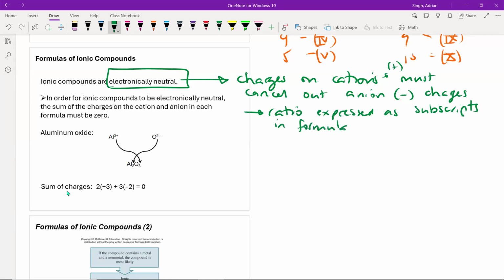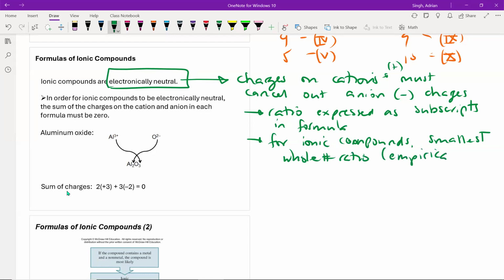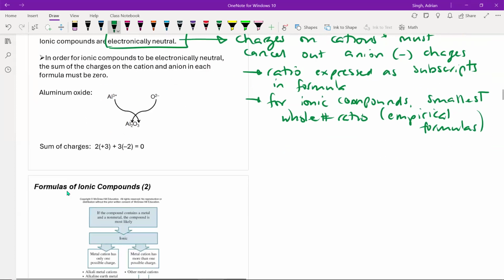For our ionic compounds, we want the simplest, the smallest whole number ratios, which is referred to as our empirical formulas. The smallest whole number ratio. So this will involve a little bit of math. You want to make sure your positives and negatives cancel. There's a quick way to do this, and we can use a couple of examples to illustrate the point.